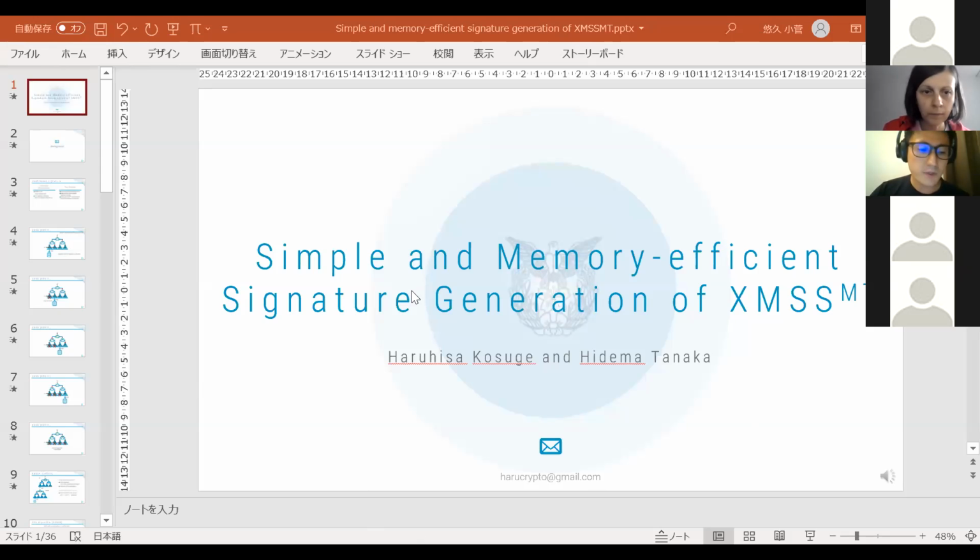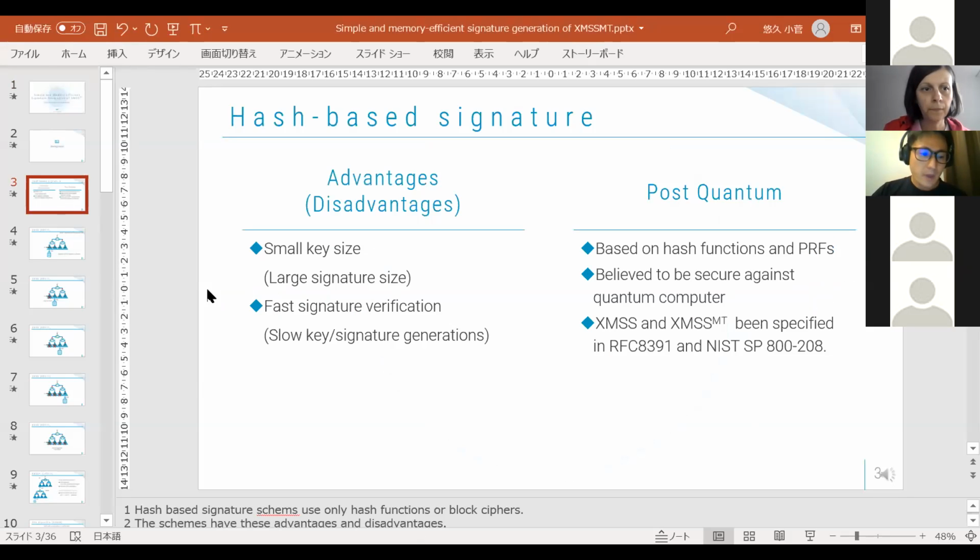Our work is to improve the signature generation algorithm for XMSS-MT. XMSS and XMSS-MT are hash-based signature schemes which only use hash functions and block ciphers. As you know, hash-based signature schemes are believed to be secure against large-scale quantum computers in the future. And XMSS and XMSS-MT have already been specified in RFC and the NIST SP 800 series.